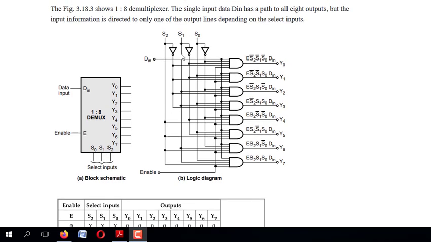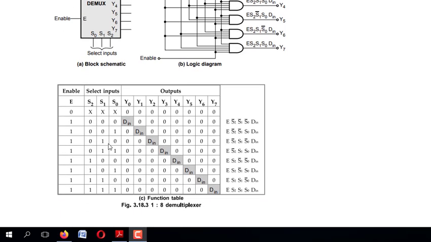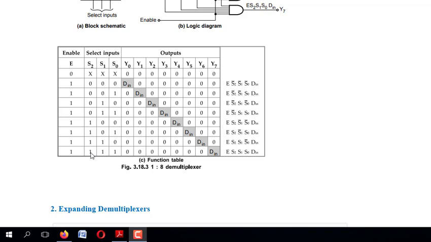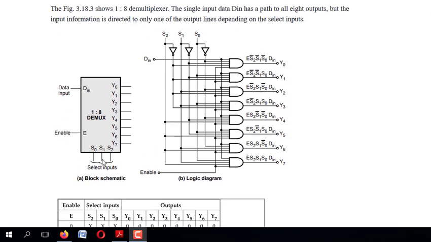Suppose your selection line is 0 0 1, see here 0 0 1, then you will be getting the D in at Y1. Similarly, if my selection line is 0 1 0, you will be getting the output at Y2. It continues like this. When your final selection line is 1 1 1, you will be getting your output at Y7. See here, at a time only one output can be on, and the remaining outputs will be off. So this will be controlled only with respect to your selection lines. So this is the block diagram as well as the logical representation of your demux.